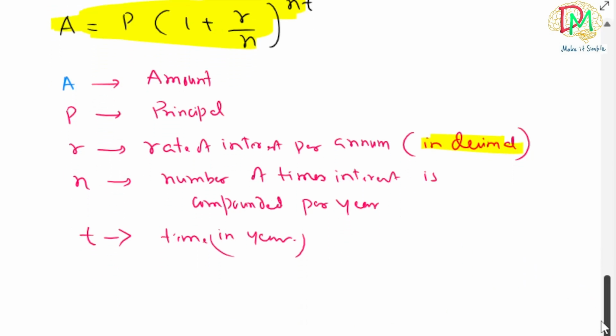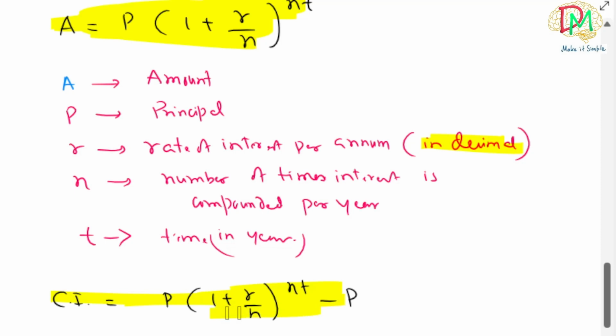So from here we can find out the compound interest is equal to P into, simply deduct P from this value. Now take one example.